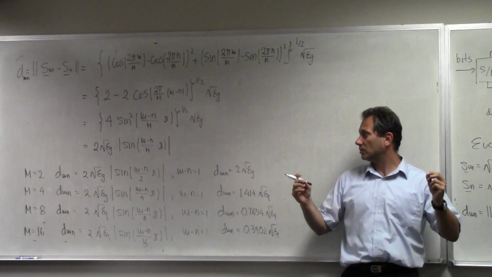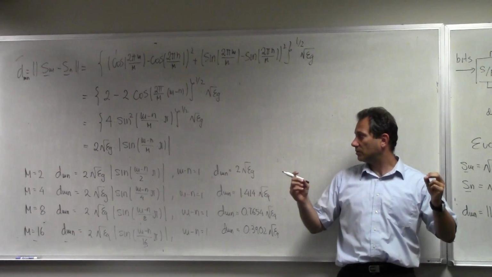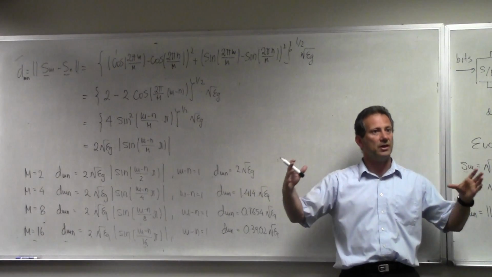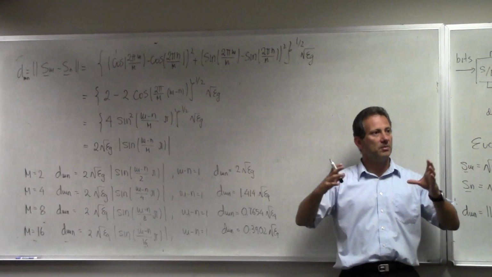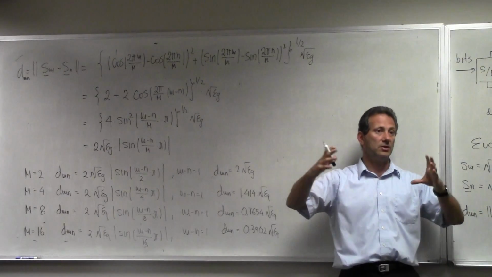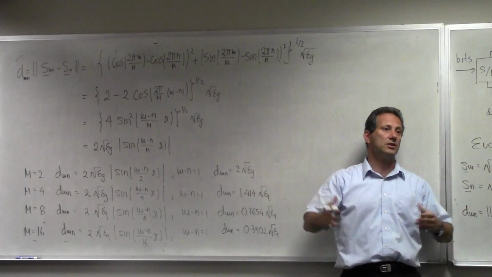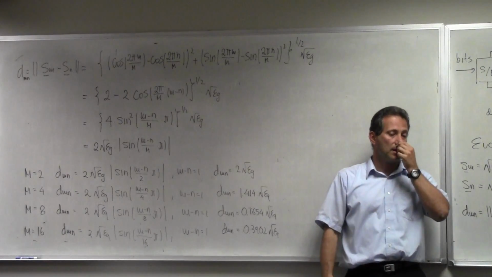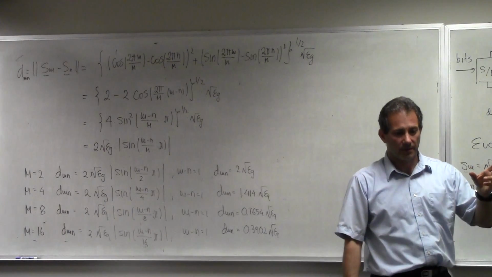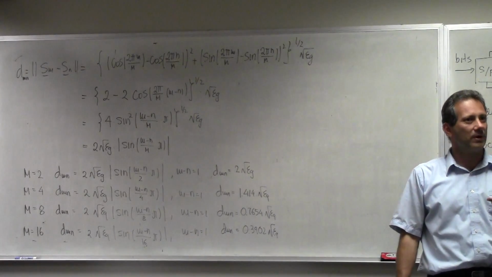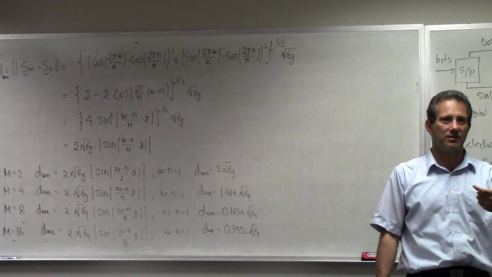What do I need to do to maintain the same distance between the symbols if I'm changing m? As the m becomes larger, my energy needs to become larger, which means essentially I need to increase the power of my transmission, right? Now, this should sound a little bit familiar, right? Because we just went through capacity analysis, right?